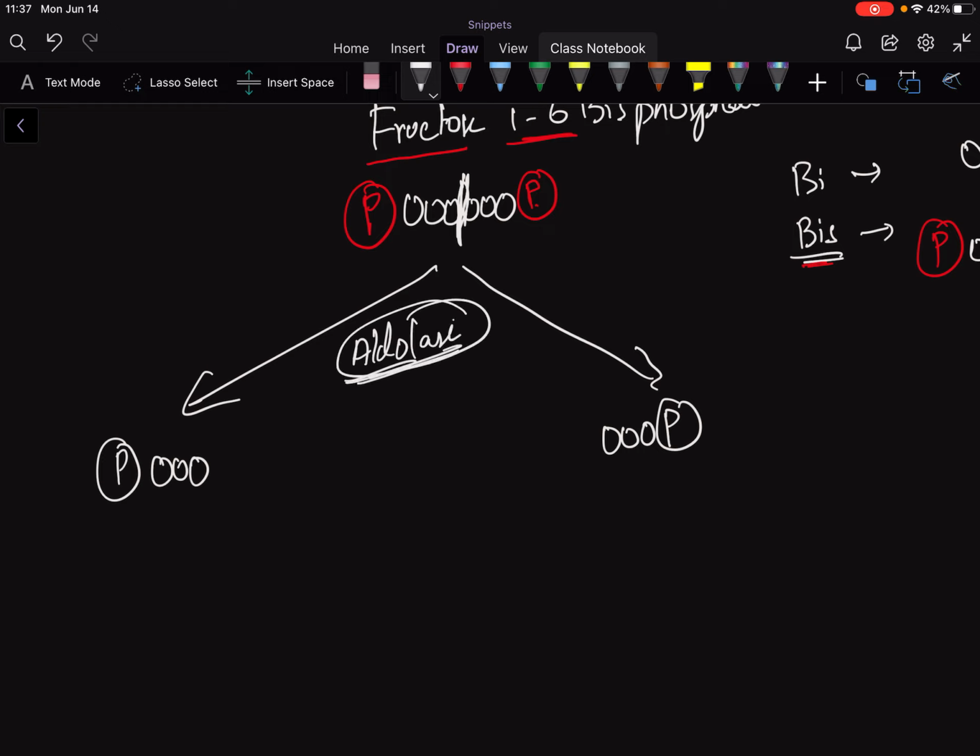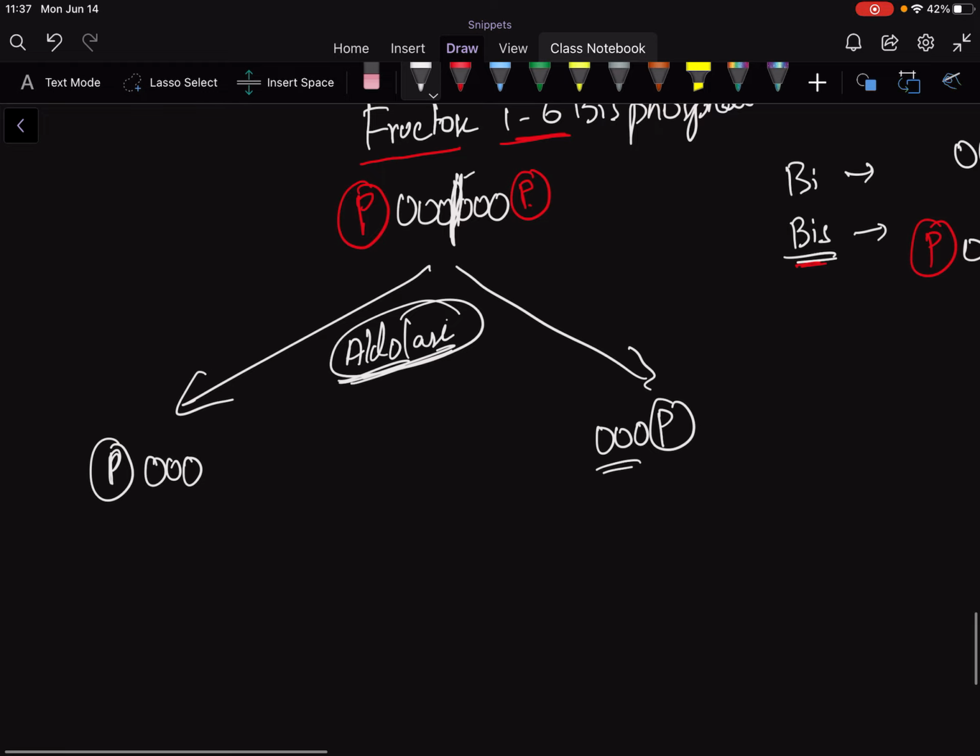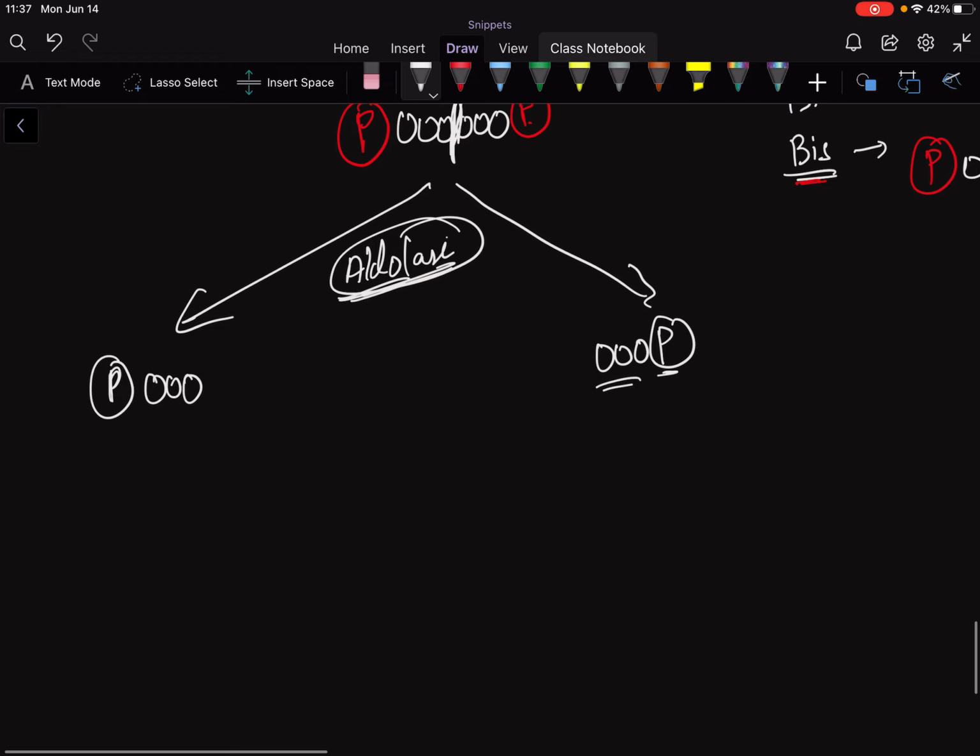So aldolase is an enzyme which will cut this fructose molecule and make it into two pieces right in the middle here. That's why the phosphate is going on the first position, and this 3 carbon with the phosphate here. Okay. Now this compound here is called dihydroxyacetone phosphate. Okay. And the newly formed molecule here, the 3-carbon compound, is also called a triose.